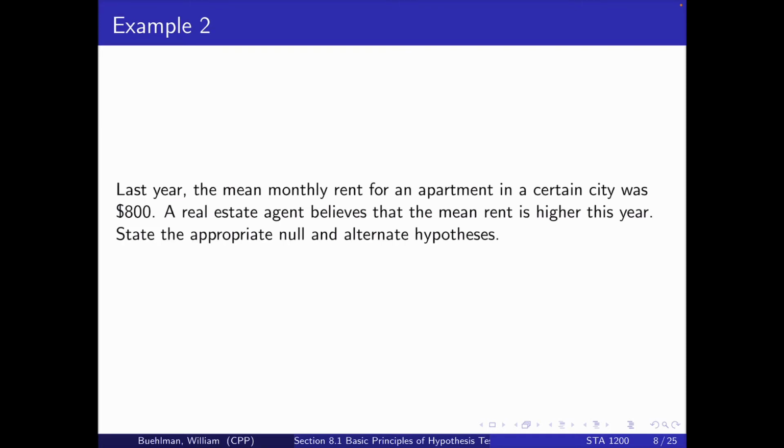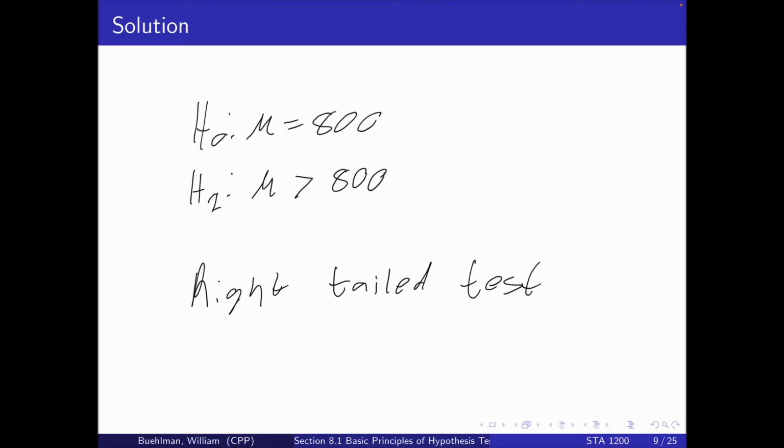Example 2. Last year, the mean monthly rent for an apartment in a certain city was $800. A real estate agent believes that the mean rent is higher this year. State the appropriate null and alternative hypothesis. So again, the null hypothesis is assuming no change. So we're going to say mu is equal to 800. The real estate agent wanted to know if the rents had increased, so increase means greater than, so our alternative hypothesis is that mu is greater than 800. This is an example of a right-tailed test.